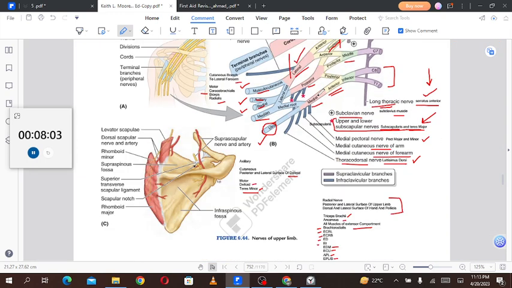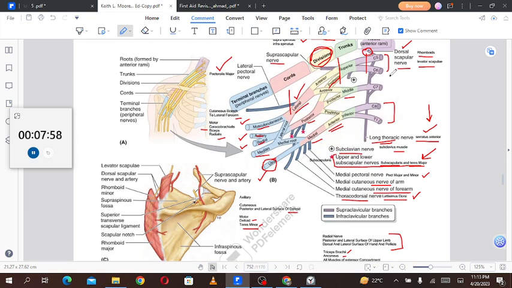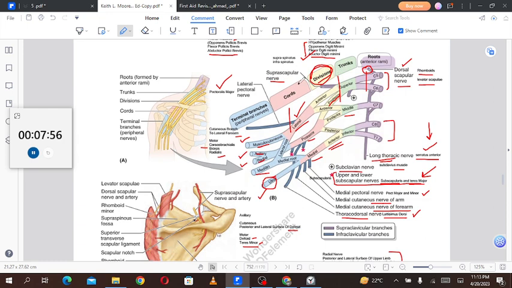I know it's very long, and it is very useless as well, because we are not supposed to remember everything out of that. Remember that there are roots, trunks, divisions, cords, and terminal branches. Remember the terminal branches only, and the branches coming out of the roots, like the dorsal scapular nerve, at least their names and the muscles they supply. I don't think the ones coming from the cords are important, because they are intricate knowledge. The root ones are very important, like the dorsal scapular nerve and the long thoracic nerve.